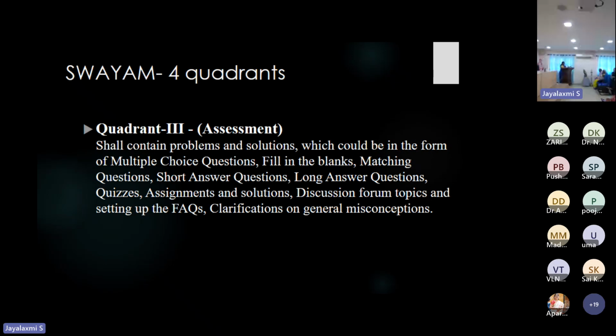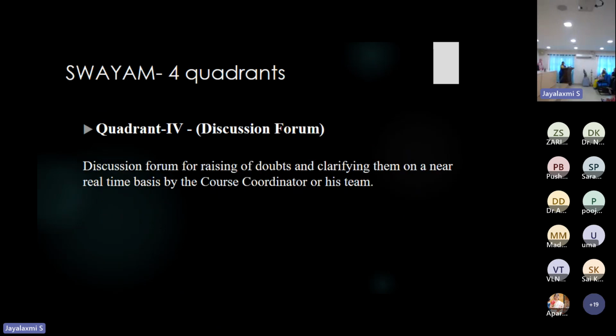Quadrant 3, assessment. And next, ma'am, quadrant 4, discussion forum. Earlier we did not have a discussion forum for Swayam, but after feedback from many of the stakeholders, they have introduced a discussion forum also. So now Swayam is complete and it's good. Next, ma'am.